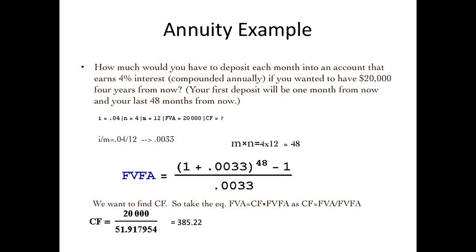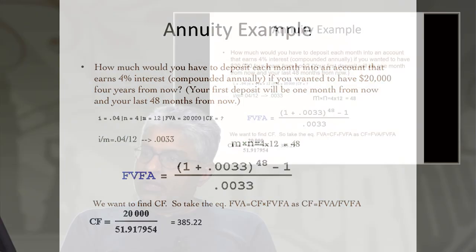How much would you have to deposit each month into an account that earns 4% interest compounded annually if you wanted to have $20,000 in 4 years from now? Your first deposit will be in 1 month and will last 48 months from then.